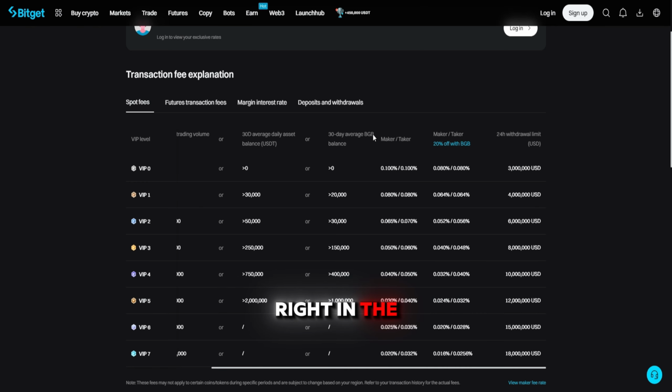So let's jump right into the fees. We are looking here at the futures trading fees. We can see the different trading pairs, and we can see the trading fees are basically all the same for all of them. First of all, we have the maker fee right here, which is 0.02%.